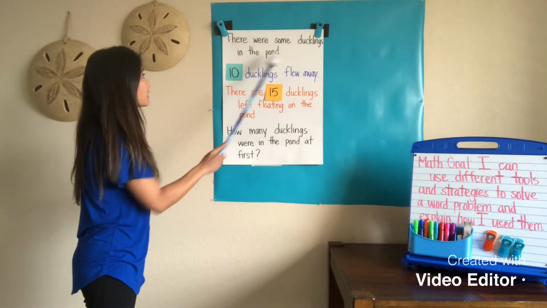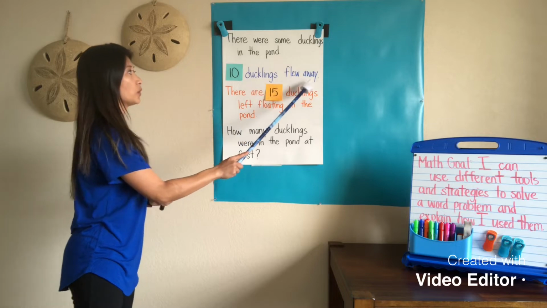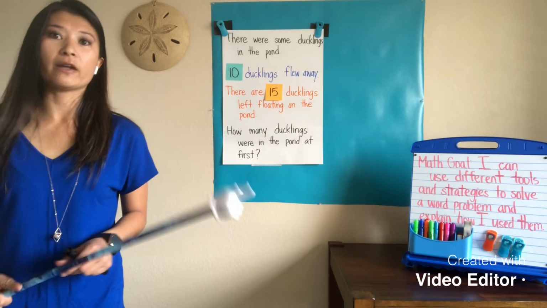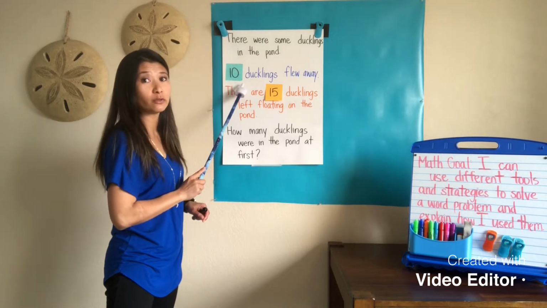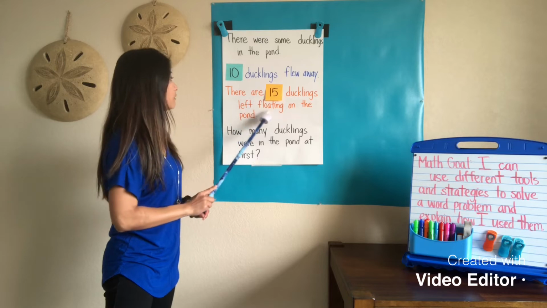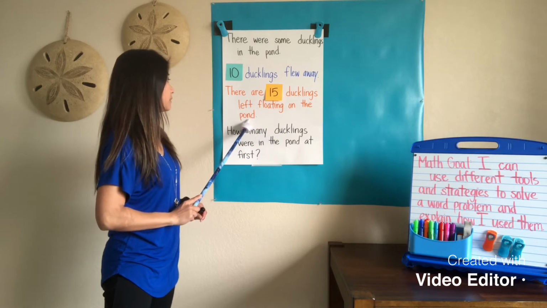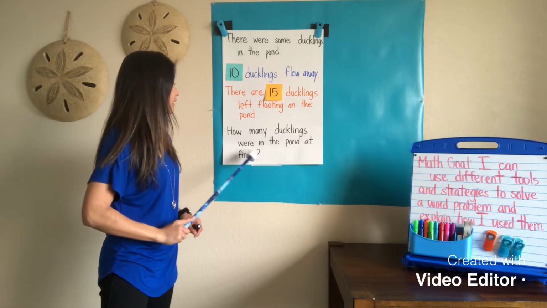There were some ducklings in the pond. 10 ducklings flew away. Okay, so again, we don't know exactly how many ducklings were in the pond, but we know that 10 of them flew away. There are 15 ducklings left floating on the pond. How many ducklings were in the pond at first?